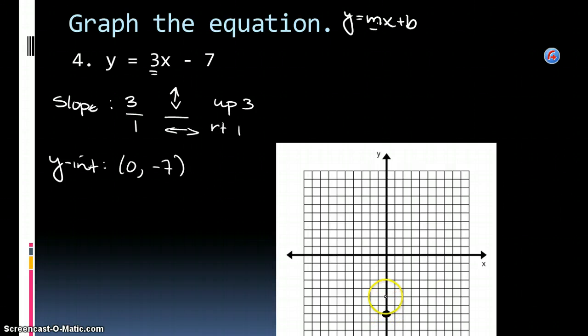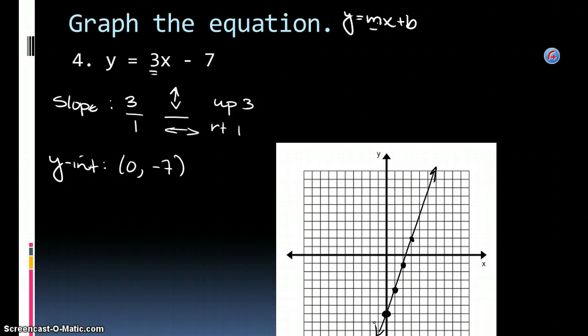So up, 1, 2, 3, and right 1. Do it a couple of times. Up, 1, 2, 3, and right 1. I'll do it again just because I'm having fun. 1, 2, 3, and right 1. You want to do it at least 3 times, though, just to make sure that your line looks good. And I am using a straight edge, but sometimes my lines don't come out. Oh, that's not so bad. I'm happy with it, so accept it.